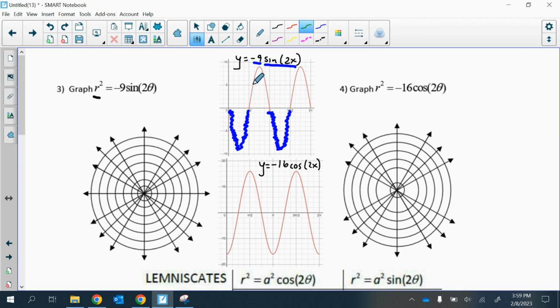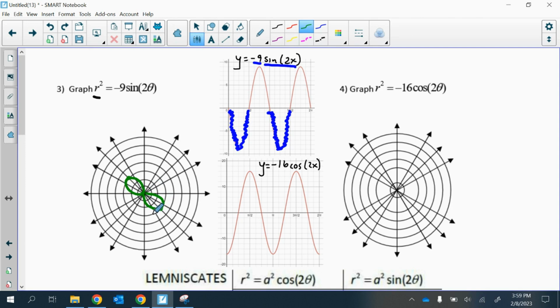So we start at pi halves, get up to r squared equals 9, so that would end up being at 3 pi fourths. The r value would be 3, so at 3 pi fourths. And then by theta equals pi, we're back to r equals 0. So it would look something like this. And then from 3 pi halves, we're at (0, 3 pi halves) on the polar plane, and then (3, 7 pi fourths), and then back to 0.